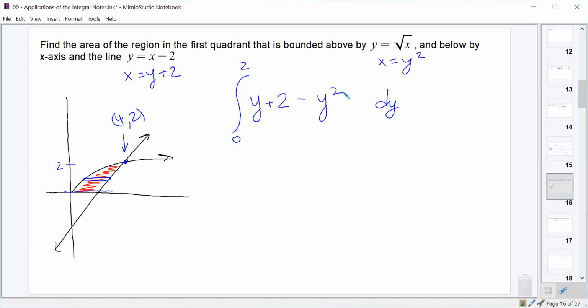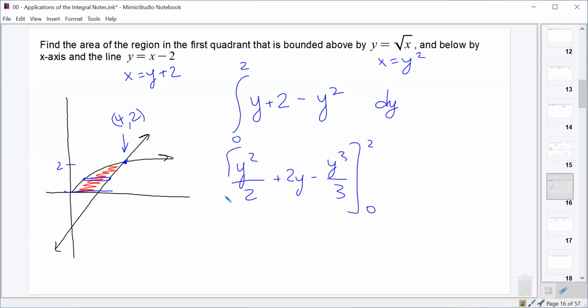We'll subtract y squared, and that should give us the area of this region. Done a fourth way, right? Different than the other three ways. So as we integrate, we get y squared over 2 plus 2y minus y cubed over 3.